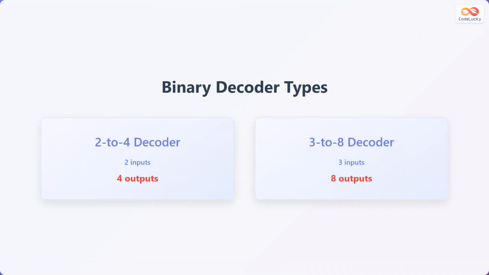Now let's explore different types of binary decoders. The first one is a 2 to 4 decoder, which has 2 inputs and 4 outputs. The second one is a 3 to 8 decoder, which has 3 inputs and 8 outputs.